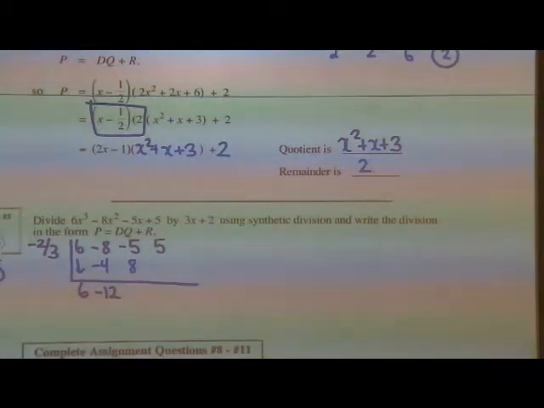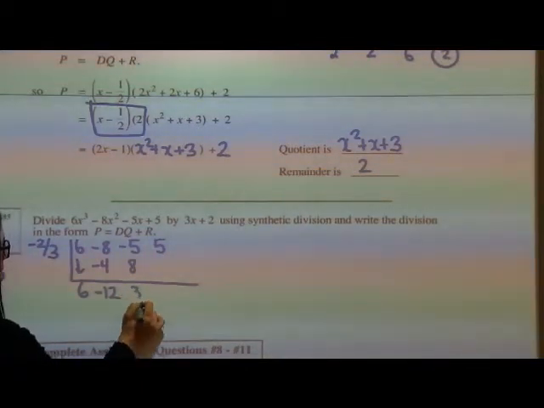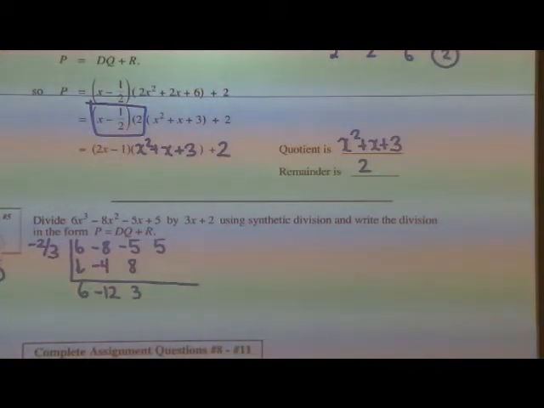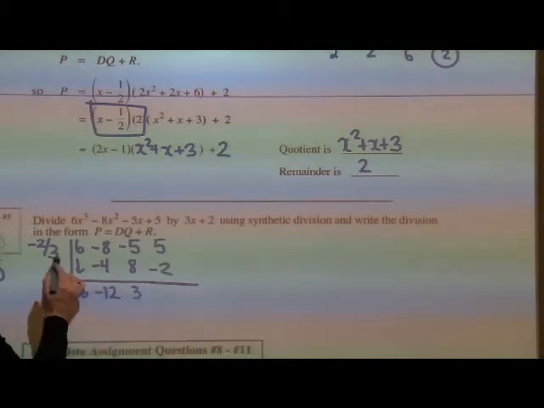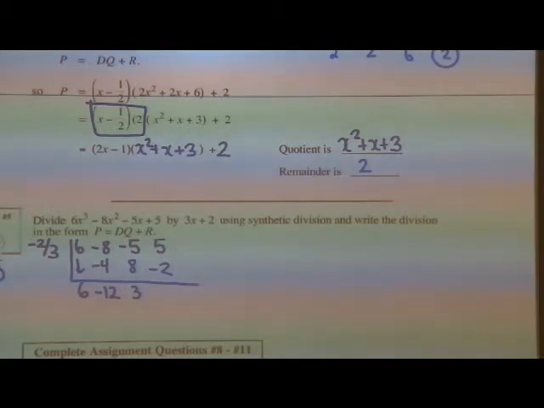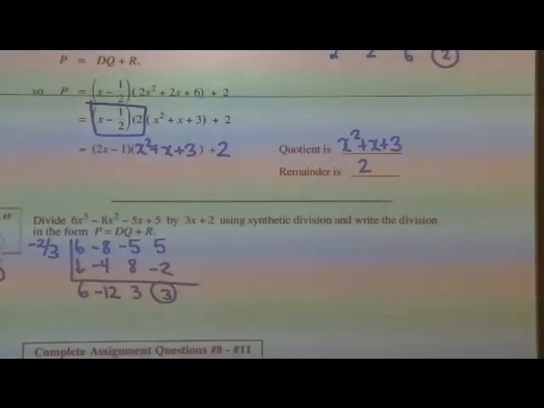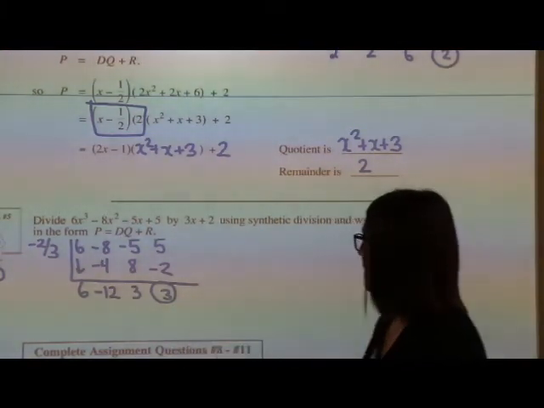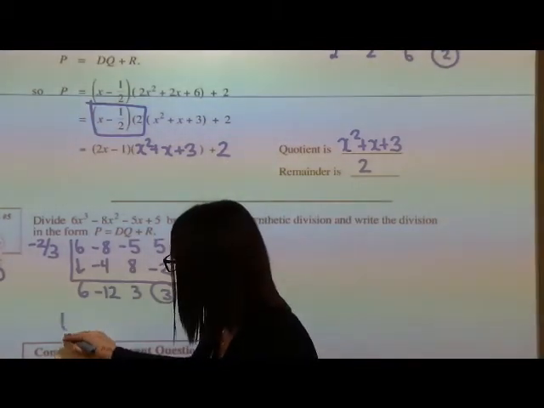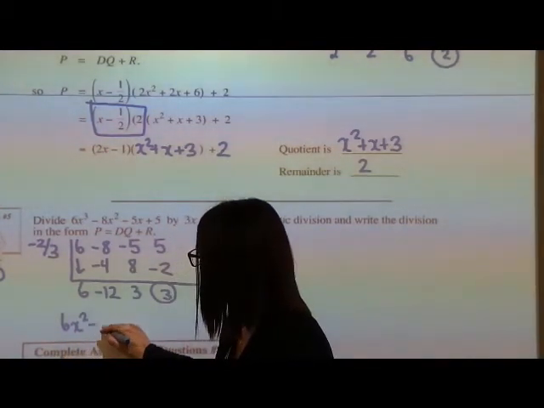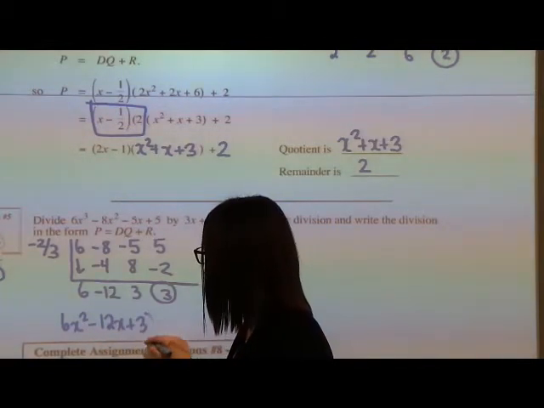When I add them together, 3. And when I take 3 and multiply it by negative 2/3, I would get negative 2. 3 divided by 3 would be 1 times negative 2. And then 5 plus negative 2 would be 3. So my remainder is 3. My quotient is 6x squared minus 12x plus 3.